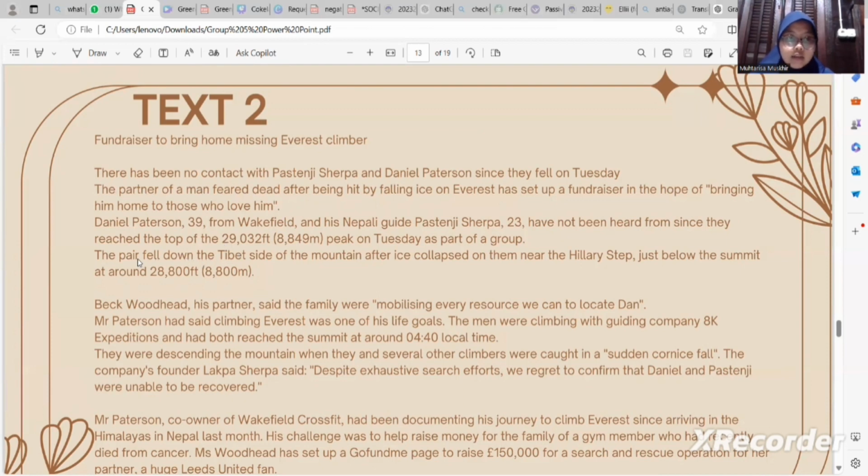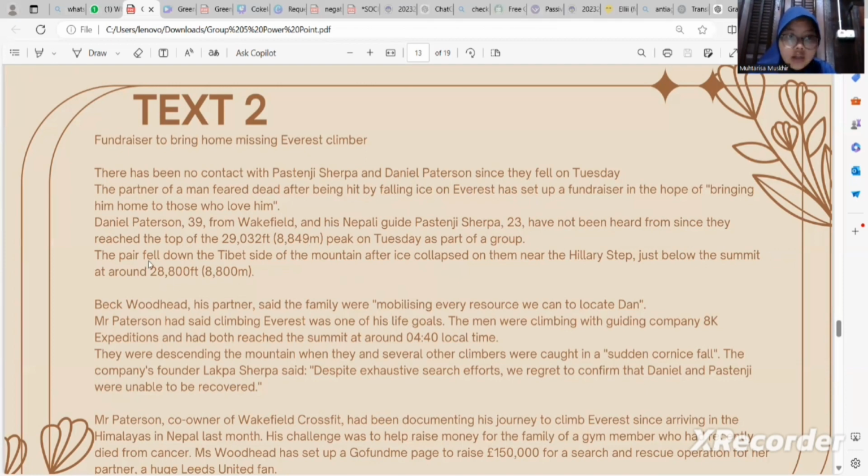It says Nepali Panji talk now. The pair fell down the Tibet side on the mountain since ice collapsed on near. So they died because of ice collapse. It says in here. So why is this not quite right? Because the information is not detailed. So that's why I'm not choosing this to be the answer.